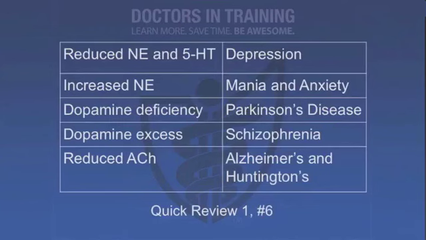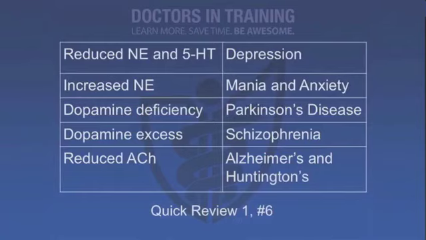Next question. What disorder results from a deficiency in the following neurotransmitter? So good stuff to know. So reduced norepinephrine and 5-HT, so this is serotonin. And that's going to lead to depression, which makes sense because we have a lot of medications that increase serotonin and increase norepinephrine for depression. Increased norepinephrine, so this is something that can cause mania and anxiety. And that makes sense because norepinephrine is excitatory.